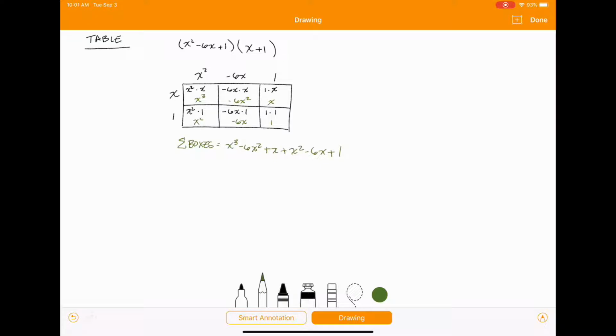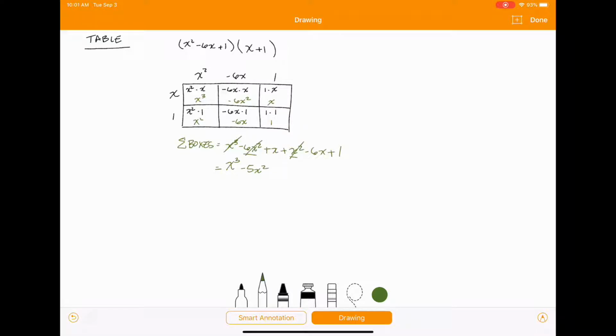And then you just simplify that. So we're going to go ahead and look at x cubed first. It looks like that's our only x cubed term. So we're going to do x cubed. For x squared, we've got a negative 6x squared and an x squared. So combine those, we're going to have negative 5x squared. And I like to cross these out as I go so I make sure that I don't forget anything.